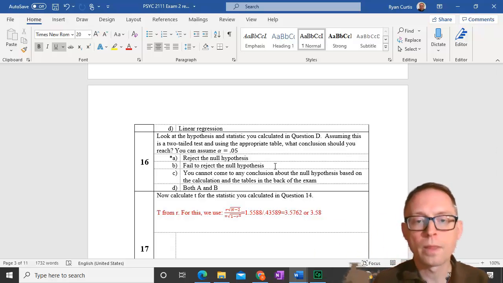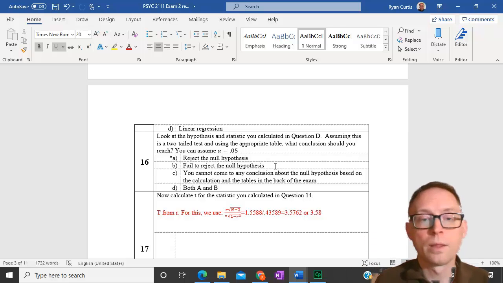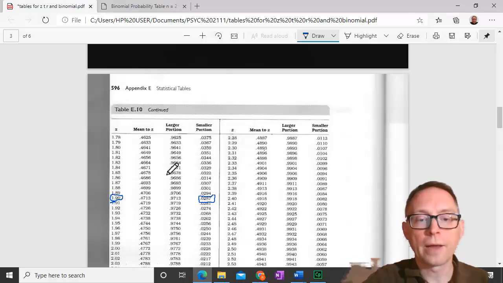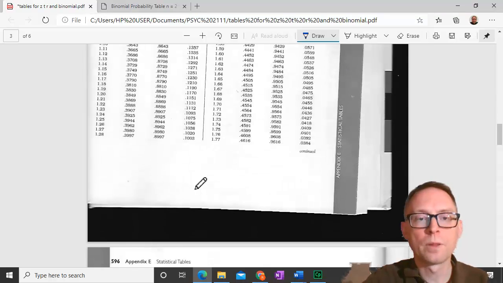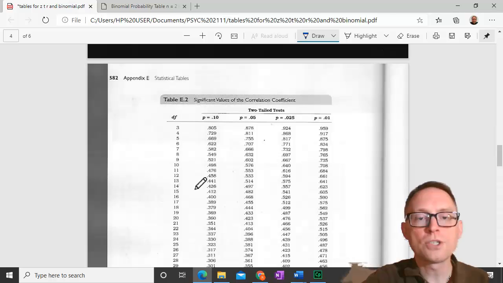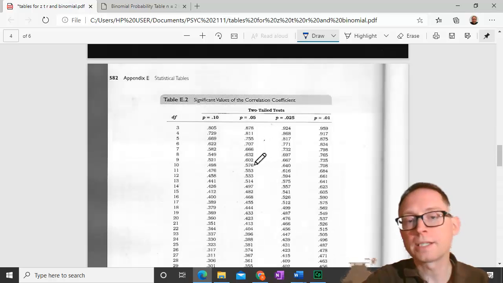All right. Now, there are two ways to do this. There's an easy way and there's a hard way. The easy way is to look at the correlation table. The correlation table is right here. This is the second table in this list, right?